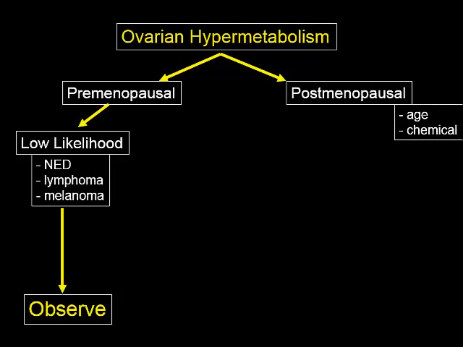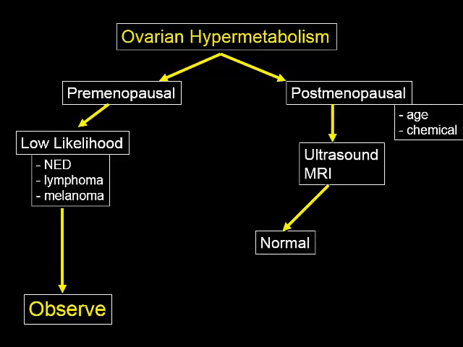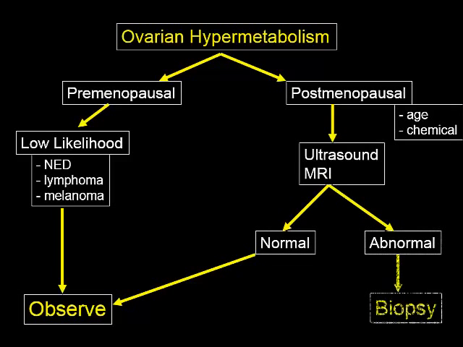In those cases, focal ovarian activity should not be a normal finding, and that should be pursued in some fashion. I believe that ultrasound or MRI are both reasonable ways of evaluating the ovarian structures. If that is normal, it's okay to put them back into the observation track. But if it's abnormal, then a biopsy would be indicated in order to determine whether indeed that represents metastatic disease. Now, this is in cases where that would make a difference in patient management.